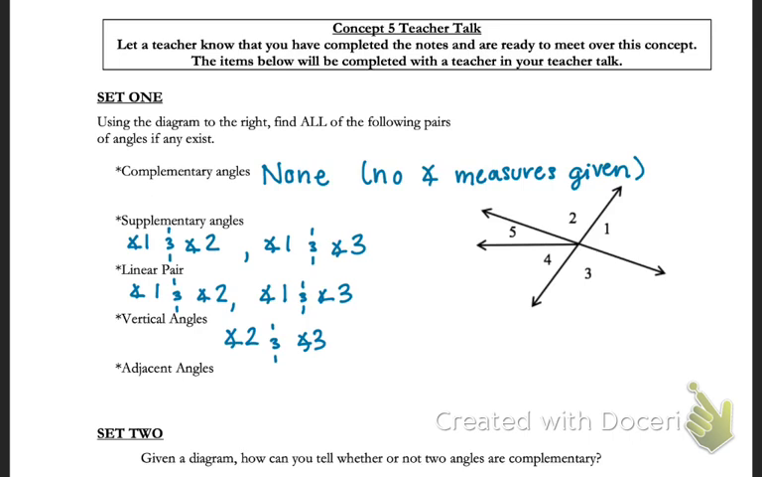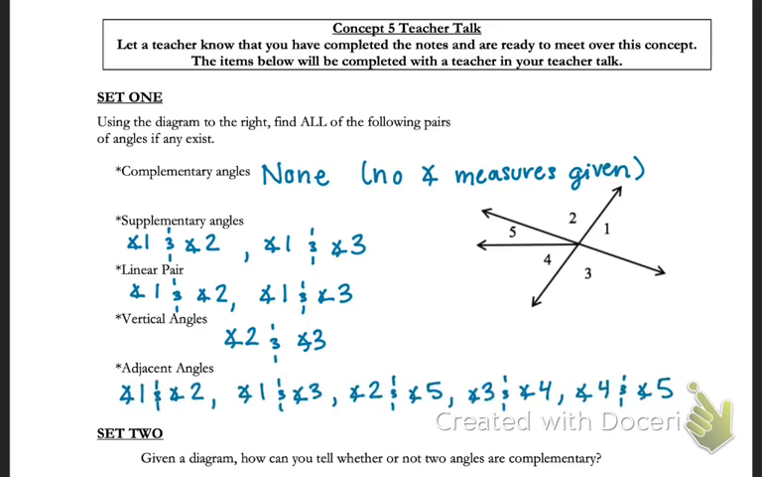Adjacent angles have to have a common vertex and a common side. So we're going to have a lot of options here. Angle 1 and 2 share the same vertex and they share the side. 1 and 3, 3 and 4, 4 and 5, and 2 and 5. So each of those groups are considered adjacent angles because they share a common vertex and a side.